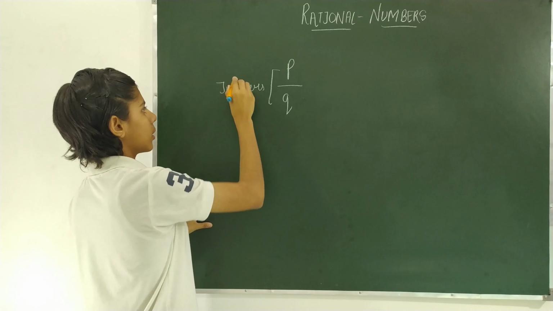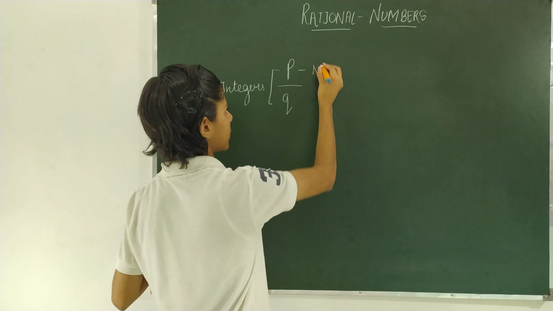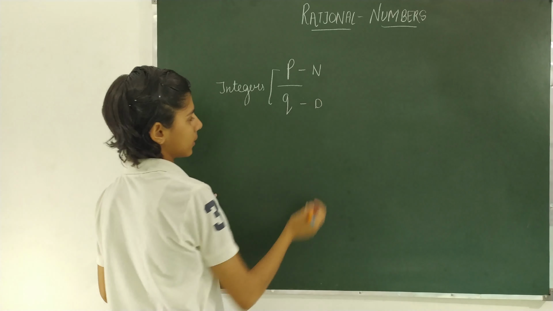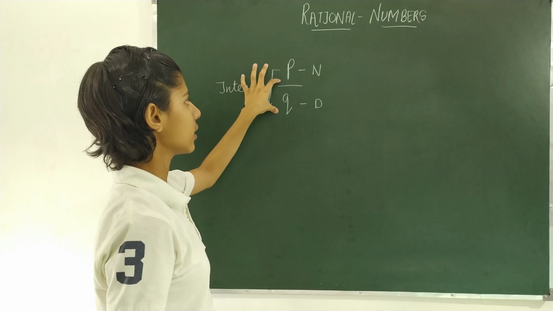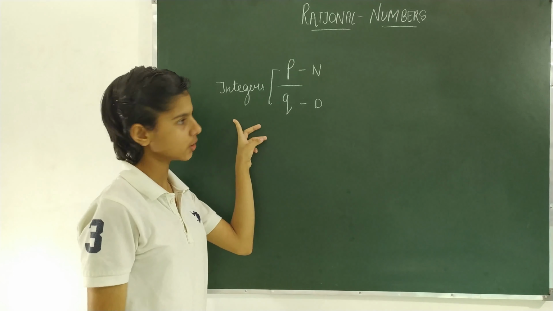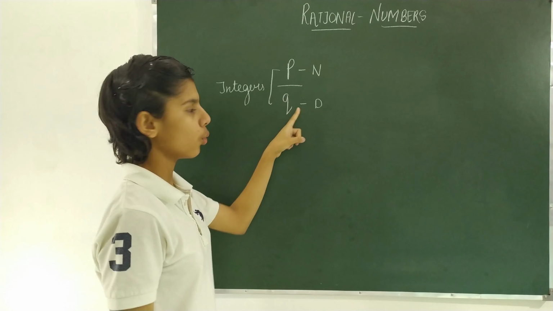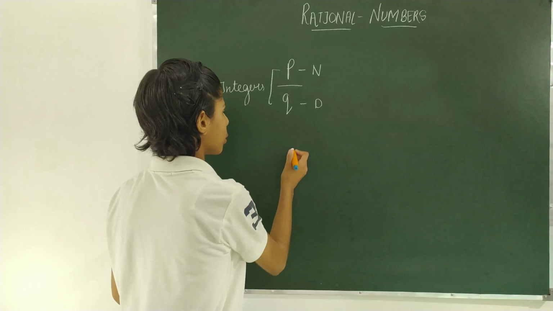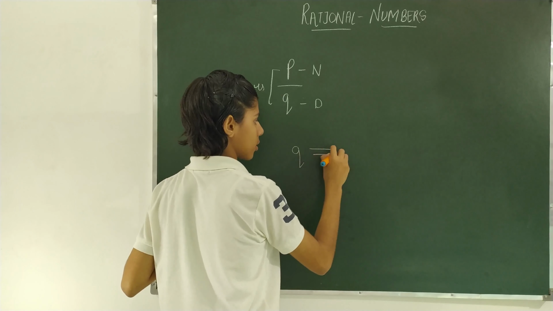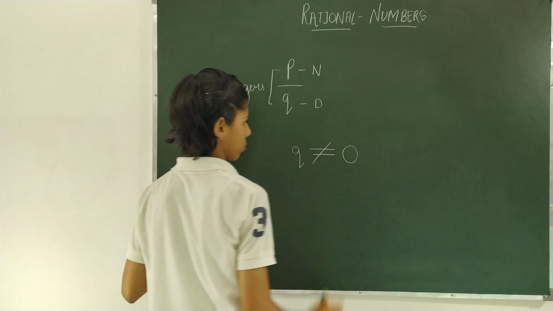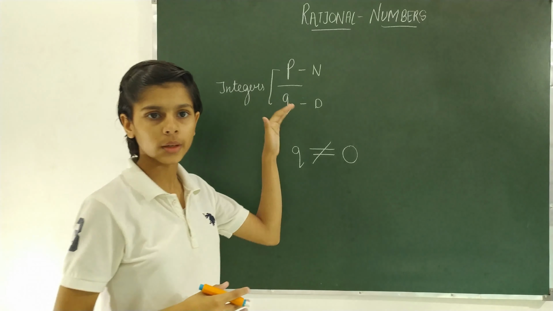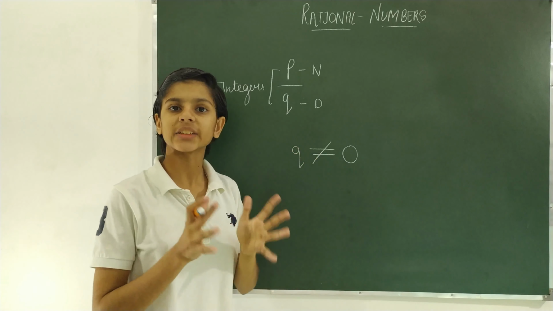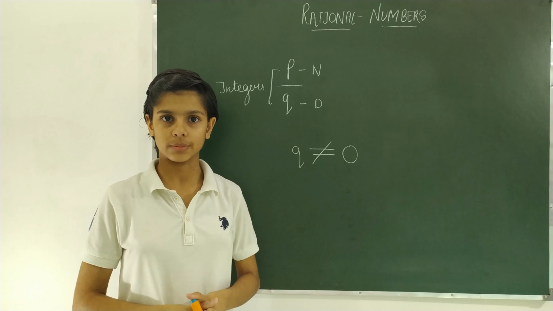Here p is the numerator and q is the denominator. So both numerator and denominator should be integers, and q, the denominator, should not be equal to 0. If the denominator is 0, then that number cannot be a rational number.